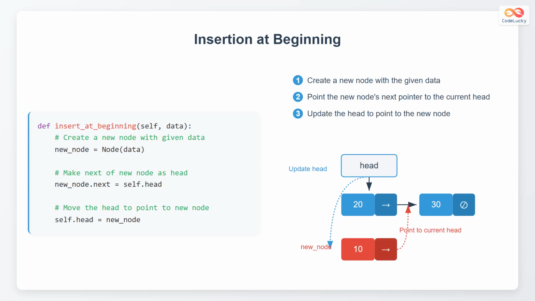Let's summarize the steps. First, create a new node with the given data. Second, point the new node's next pointer to the current head. Third, update the head to point to the new node. Initially, the head points to the first node having value 20. Now we create a new node with value 10. We point the next of the new node to the current head. Finally, we update the head pointer to point to the new node.